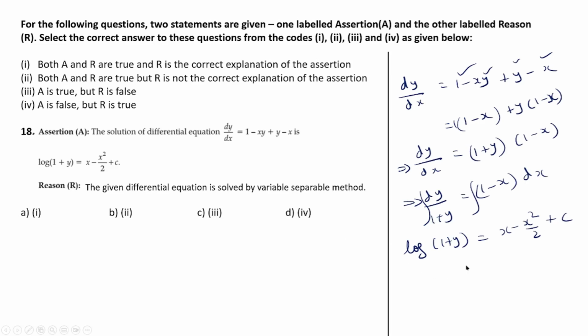So this is the solution of this differential equation. So the solution of this differential equation is log of 1 plus y equal to x minus x square by 2 plus c. Assertion is true, and we have solved this using the variable separable method. This is also true. So here we can see that both A and R are true and R is the correct explanation of the assertion. So the correct option is option A. So this is how we go about in finding the answer for assertion reason questions.